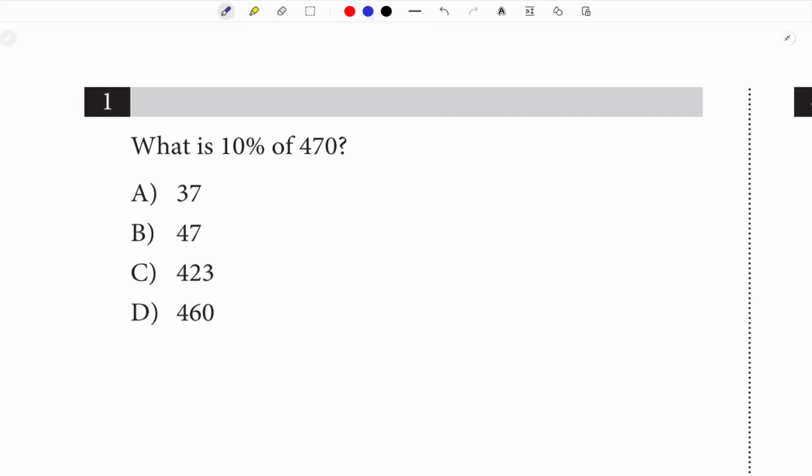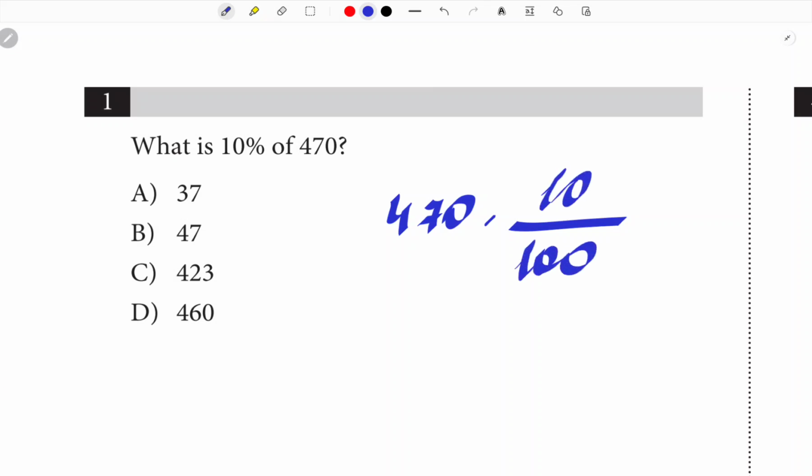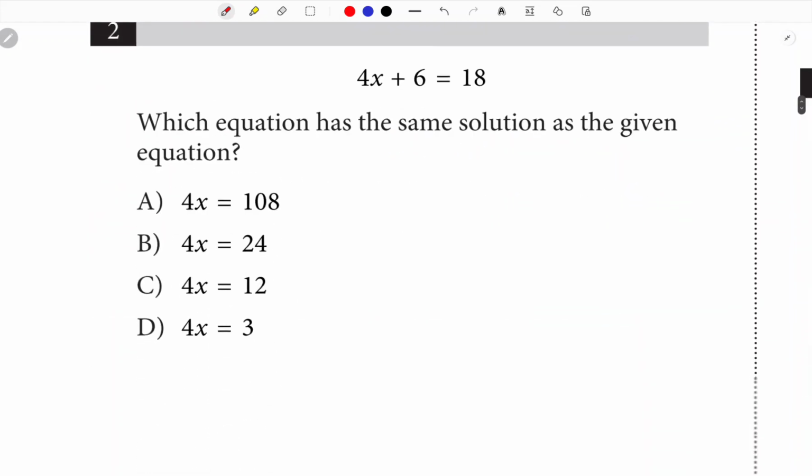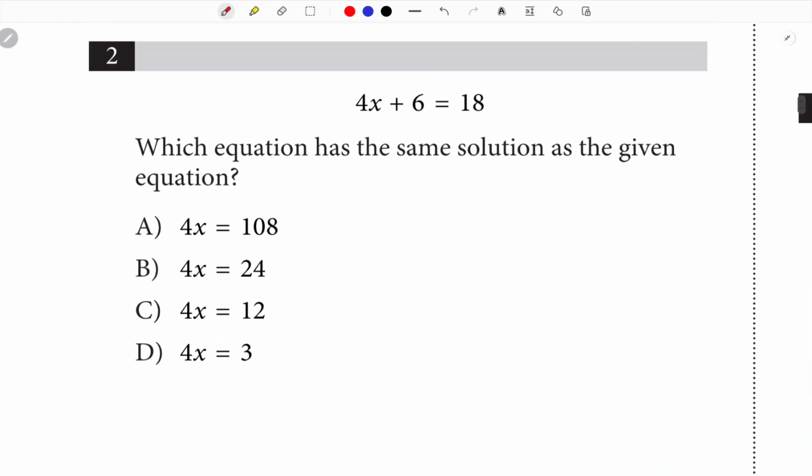So first question, what is 10% of 470? What you must do: 470 times 10%, in fraction form 10 over 100, and the 0 cancels out, so you write 47 times 1. Answer is 47. So easy question. Answer is B.